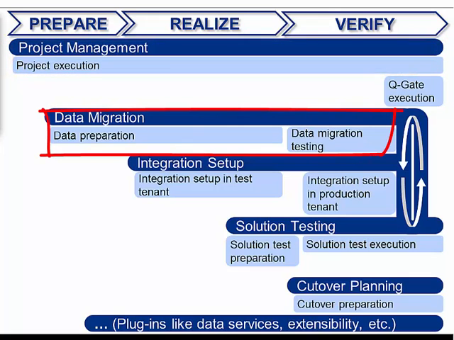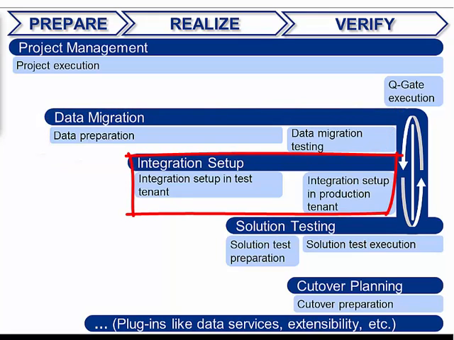The data migration stream first prepares the data by extracting it from the legacy systems and cleansing it. Then the data load is fully tested. Integration setup is initiated in the test tenant. Once the solution testing deliverables are successfully completed, then the setup is repeated in the production tenant.